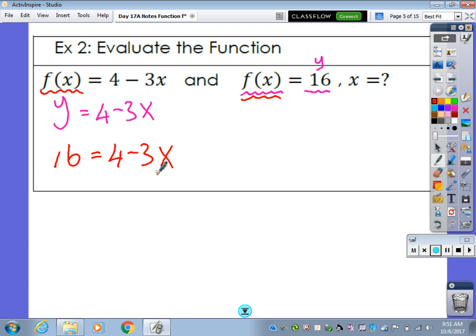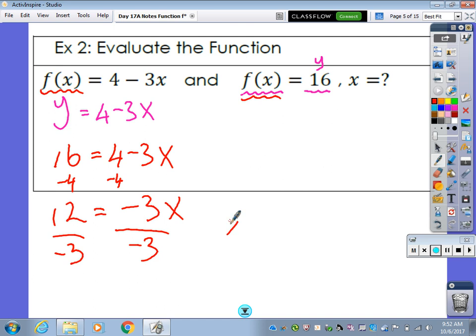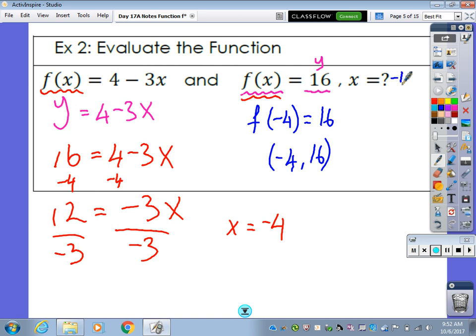So in order to do that, we will solve for x. Subtract 4 from each side. We will have 12 is equal to negative 3x. Then I'll divide each side by negative 3. x will be equal to negative 4. Again, I can write my answer in two different ways. I can write f of negative 4 is equal to 16. This would be the function form. I can write it as an ordered pair, negative 4 and 16, which would be a point on the graph of this function. And our answer is x is equal to negative 4 here.